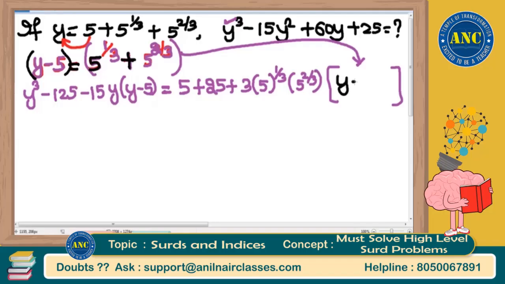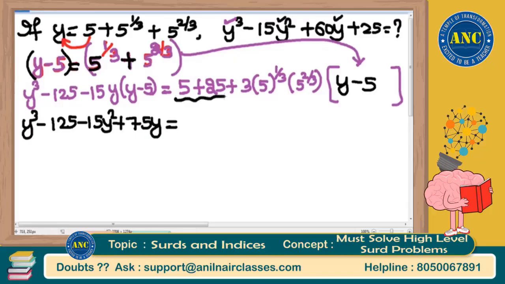Substitute here as y minus 5. Sir, how will we identify that we should substitute there as y minus 5? Question is asked in terms of y. As much as possible, convert in terms of y itself. I believe the idea is clear, sir. Now, if I simplify further, this becomes y cube minus 125 minus 15y square plus 75y. This is my left hand side.